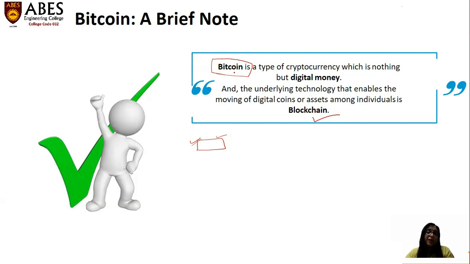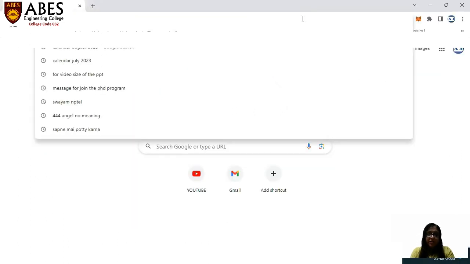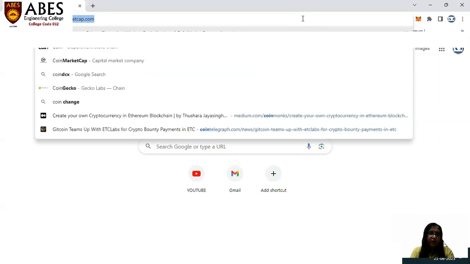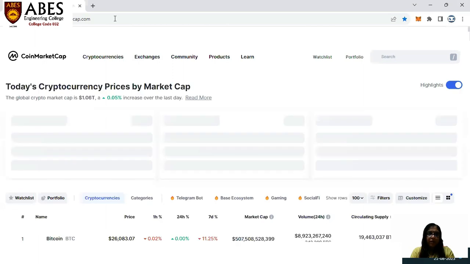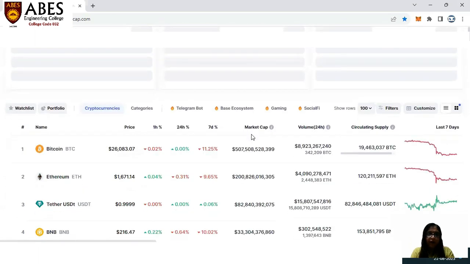But nowadays, the Bitcoin price is very high. If I'm talking about today's situation, we know that the price of Bitcoin is really high. If I search the coin market, coinmarketcap.com, you can see the price of Bitcoin right now.